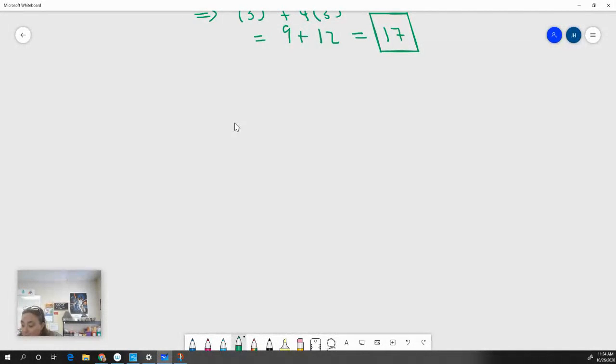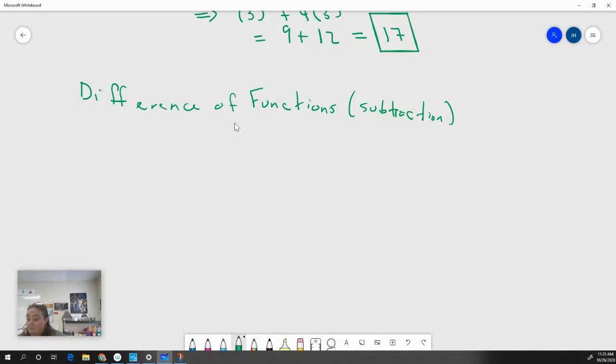Now that you guys have done that problem, we are going to talk about the difference of functions now. So when I have a difference of functions, before we were talking about addition, difference of functions talks about subtraction. A difference is subtraction, right? Addition is sum. Can't spell today. Difference is subtraction.